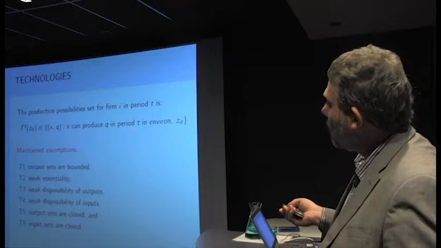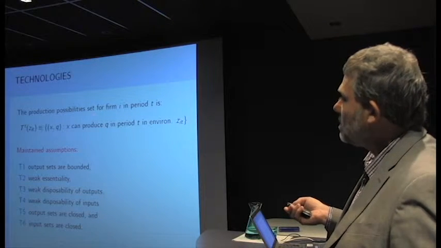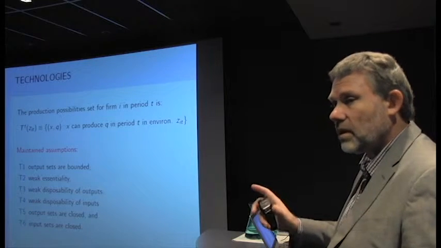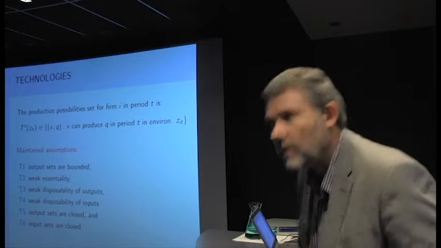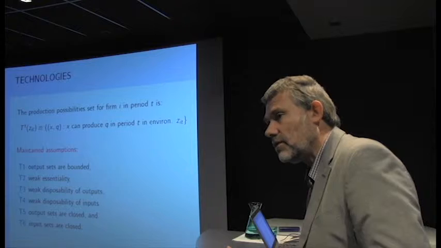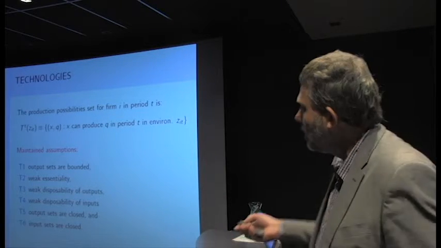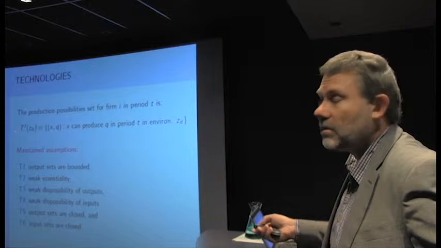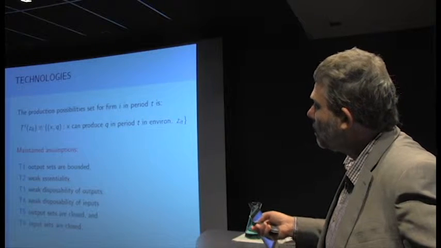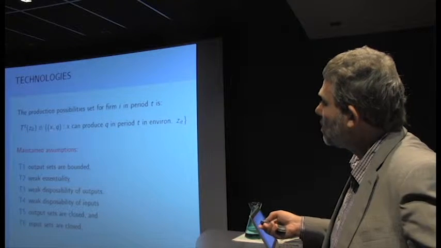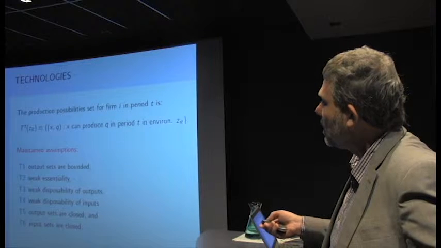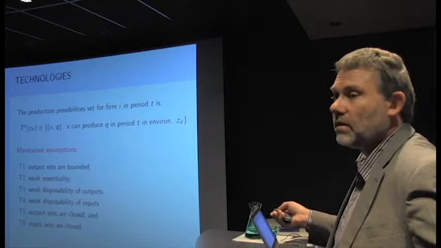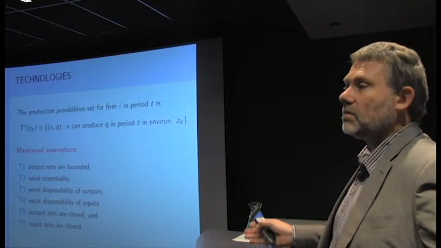Okay? And this production possibility set, as the name implies, is the set of input-output combinations that are feasible in that time period, or using that technology, in that production environment. And so it's conditioned on t and the environmental variable. Mathematically, this says the production possibility set of the firm is the set of all input-output combinations such that x can produce q in period t in this environment. Okay? So what do economists do with this?